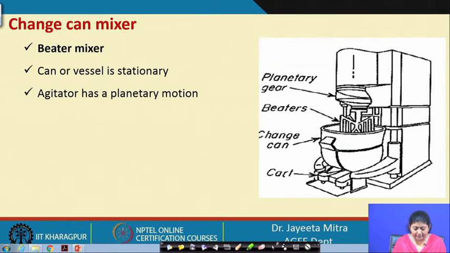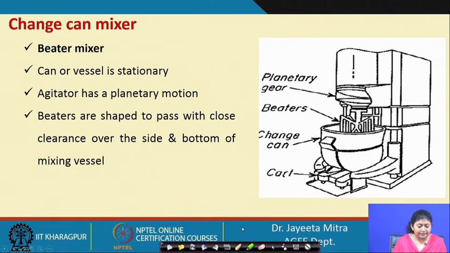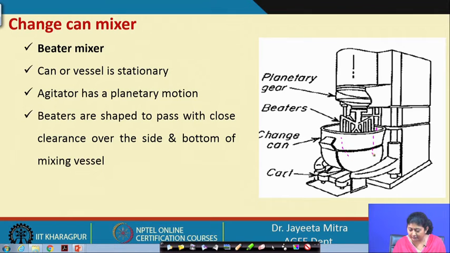So, the agitator has a planetary motion and the beaters are shaped to pass with close clearance over the side and bottom of the mixing vessel. At one peripheral side and also at the bottom it may have some kind of geometry like this. So, the bottom and the periphery will be utilized for shearing of the dough material for proper kneading.